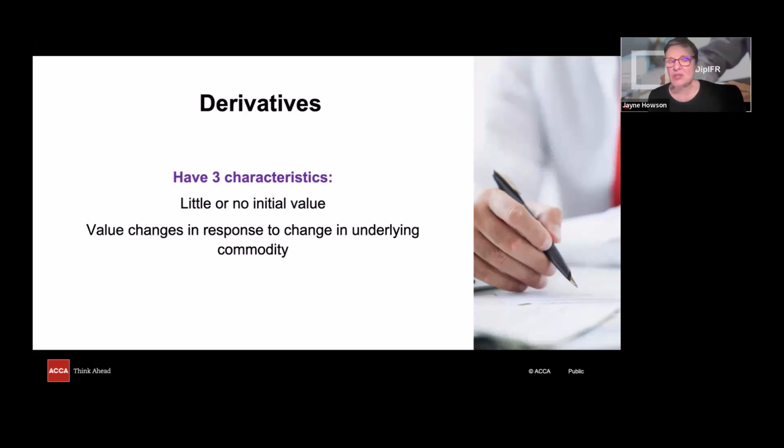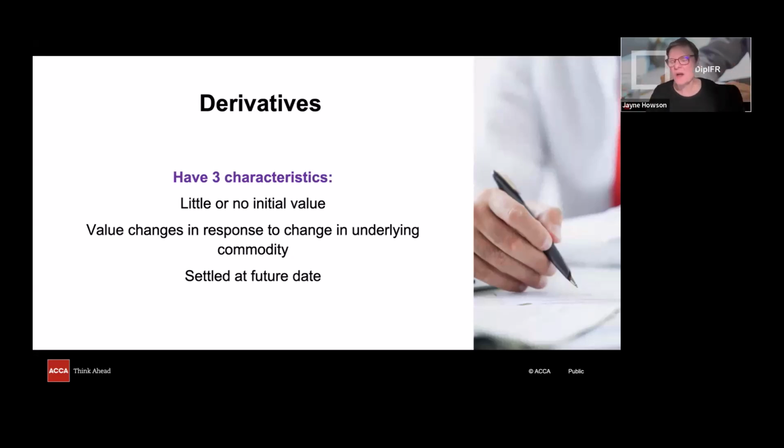And their value changes in response to the change in an underlying commodity. So, for example, if you have a derivative that is based on the value of silver, as the value of silver changes, so does the value of your derivative. And they are always settled on a future date.